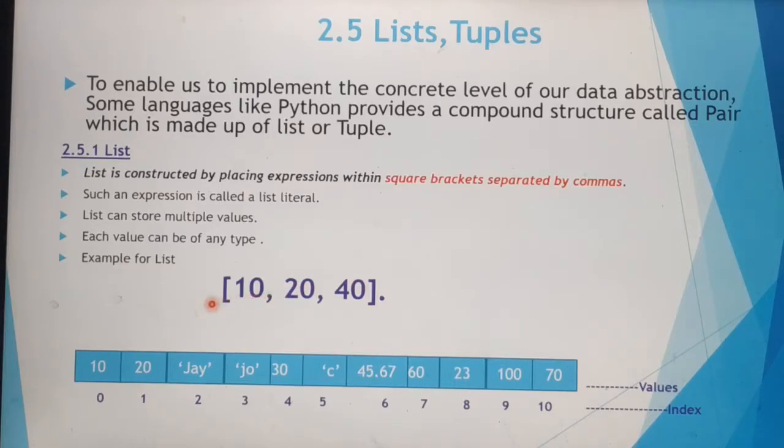This type of expression is called a list of literals. List literals means any type of data you can give in this manner. A list contains multiple values, it can store multiple values. Any number of values you can store in this format. Each value can be any type. You can use an integer number, a string, some character, or a float number, any type of data you can give here. Here are some examples for list.